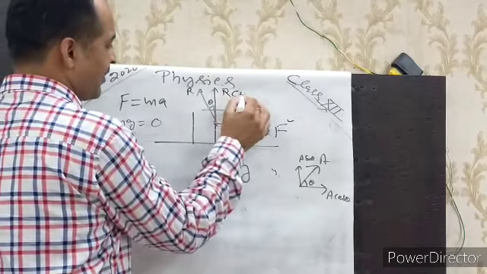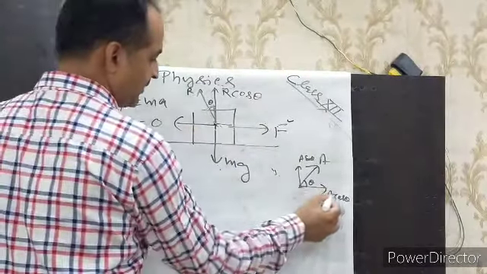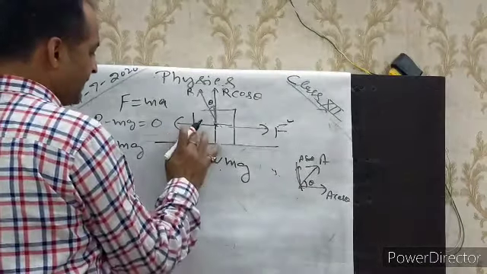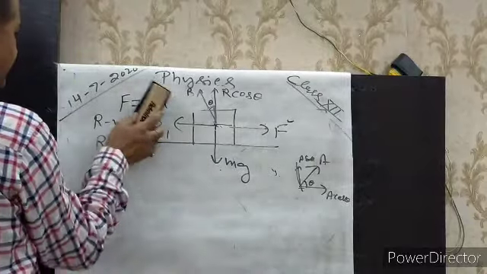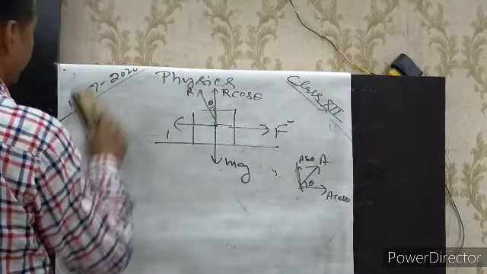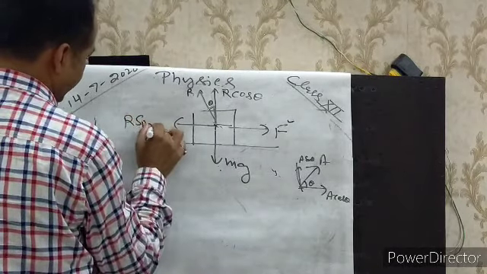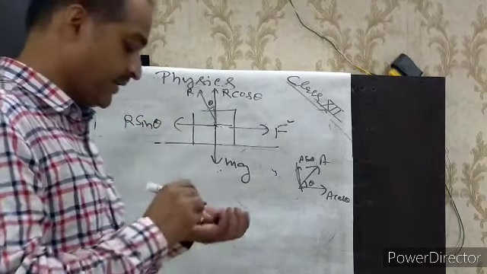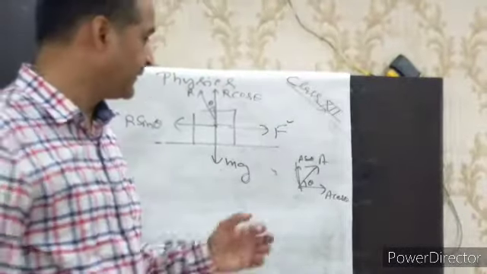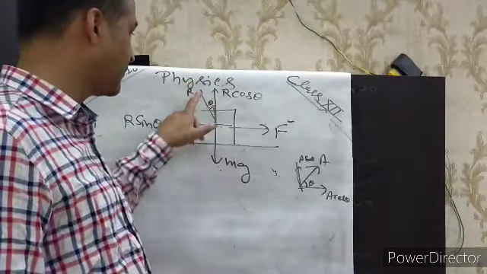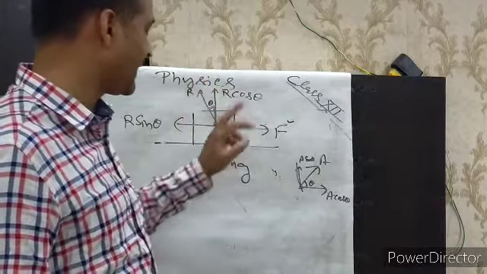This is R cos theta, and perpendicular to R cos theta, it is R sin theta. Clear? So when you apply a little force in this direction, R will shift in this direction to help the block. How will it help? It will resolve into two components, R sin theta and R cos theta.